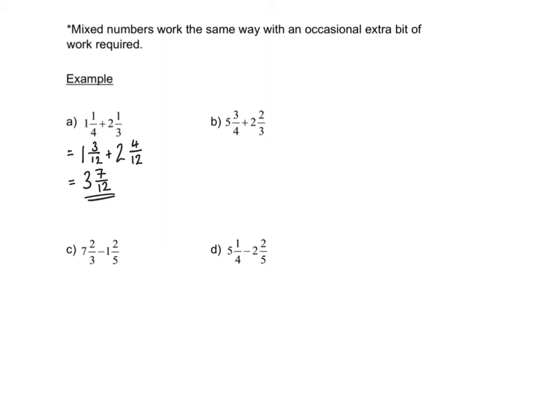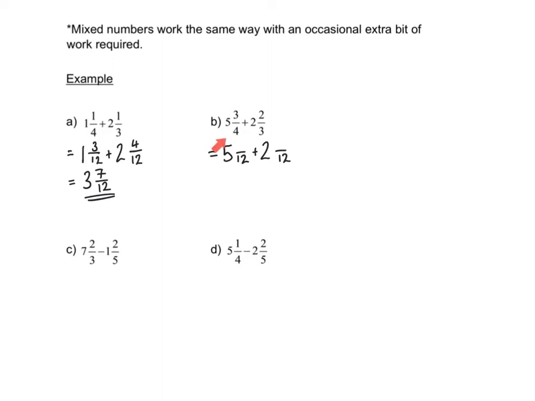Now, it won't always work out that easily. So let's have a look at part B, which has a wee added complication. So empty fractions first, 5 and a fraction plus 2 and a fraction. We're then going to look at our denominators, 4 and 3. It's the same denominators we had over here, so let's just use that. We know the common denominator will be 12, the lowest common multiple of 4 and 3.